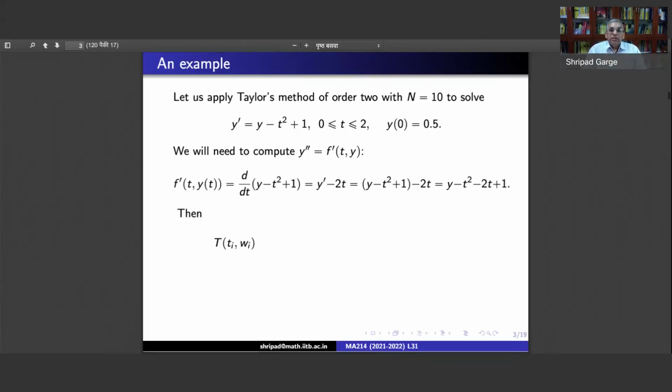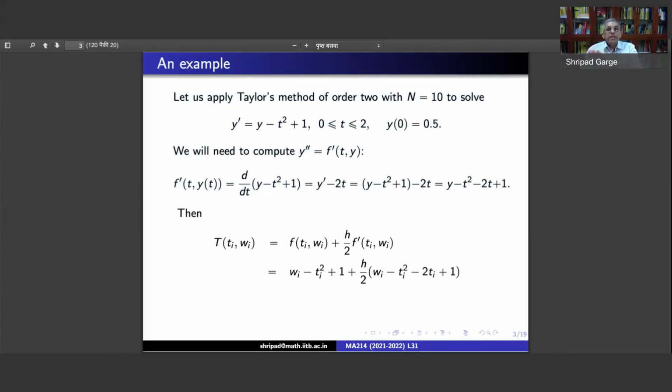So then our capital T, remember the approximations are given by w_{i+1} equal to w_i plus h, which is the step size, times some function. So this is that function that we now have to compute. By our definition, this function is f of t_i, w_i plus h by 2 f prime at t_i, w_i. And we have the values now. f of t_i, w_i is this. We will replace y by w_i. We will replace t by t_i. And f prime is given here, y minus t square minus 2t plus 1. So we need to put those values there. f of t_i, w_i is w_i minus t_i square plus 1.